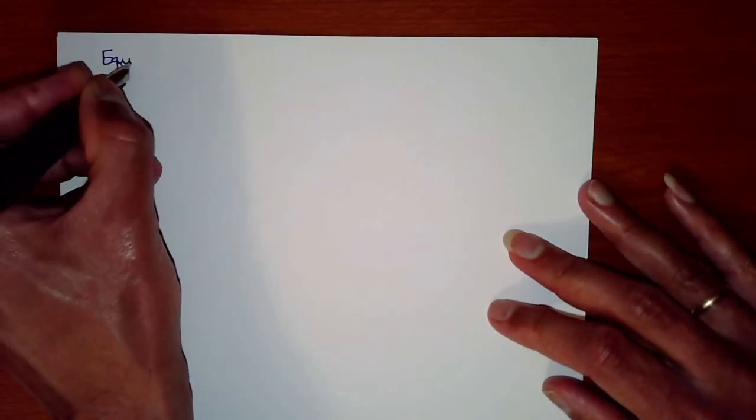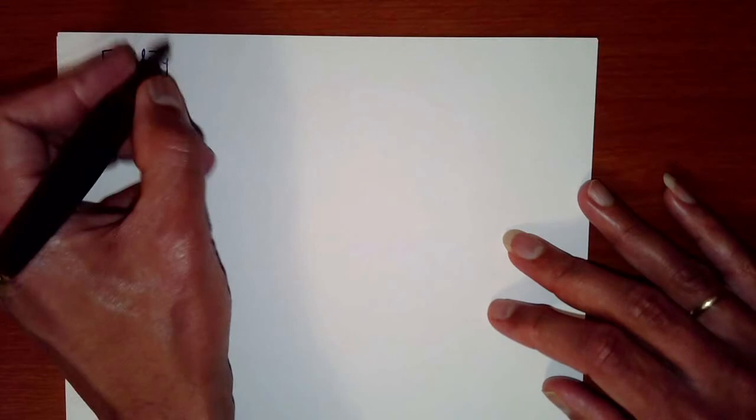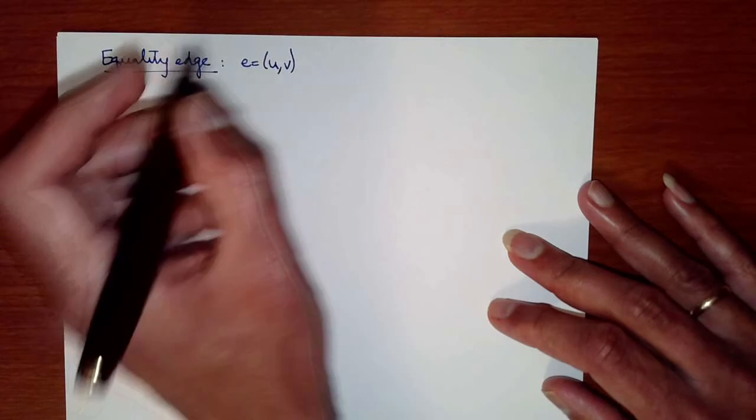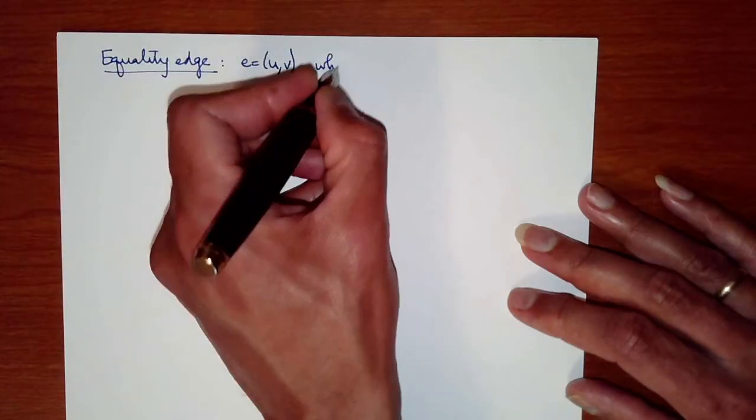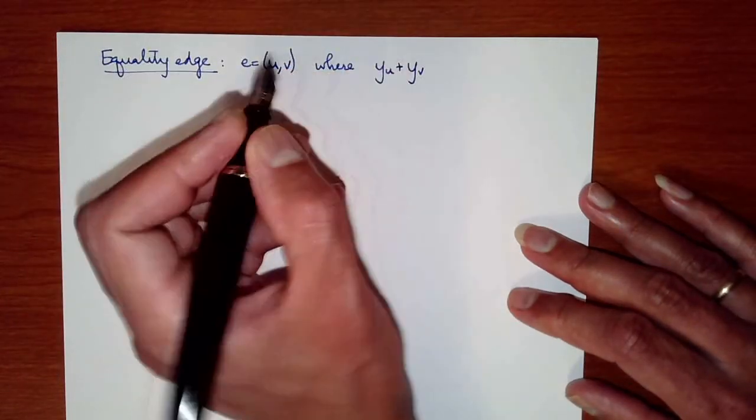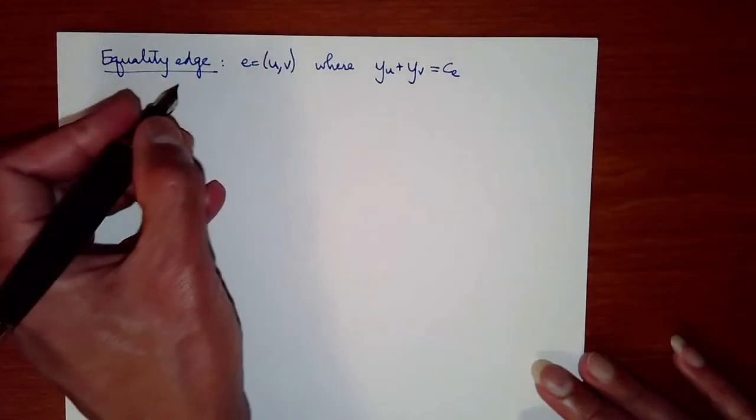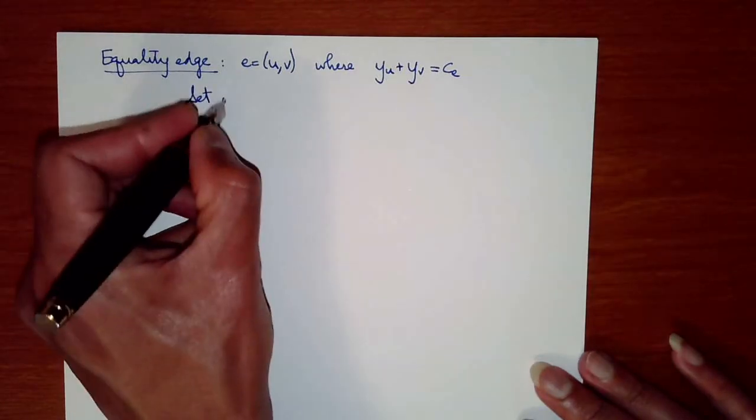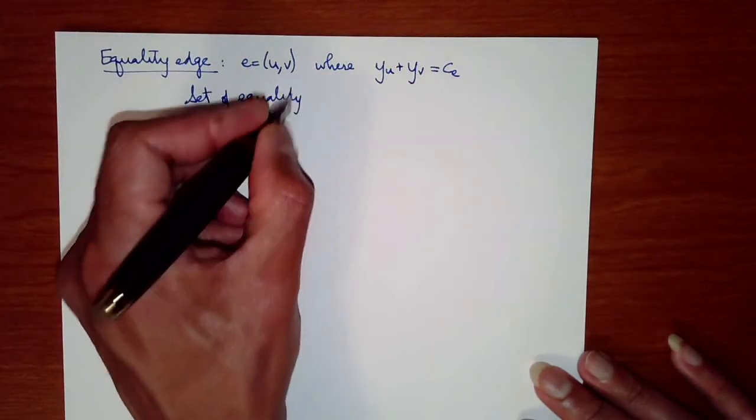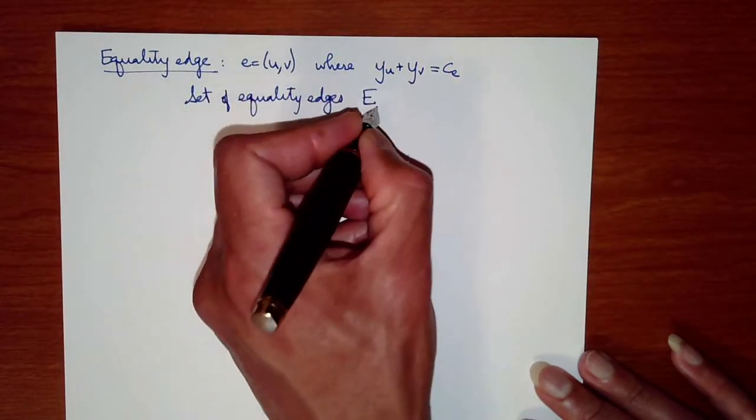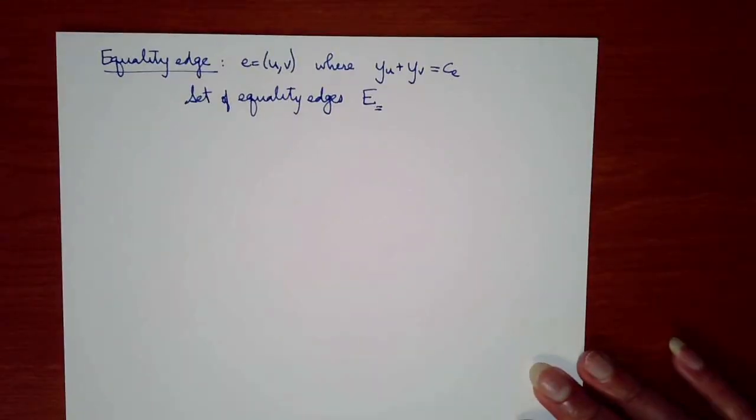Now let's investigate this notion of complementary slackness a little bit more. Just as we did in min-cost flow, we'll say an equality edge is an edge UV where Y_U plus Y_V is equal to C_E. That's an equality edge. We will refer to the set of equality edges as E equals. This is the set of equality edges.